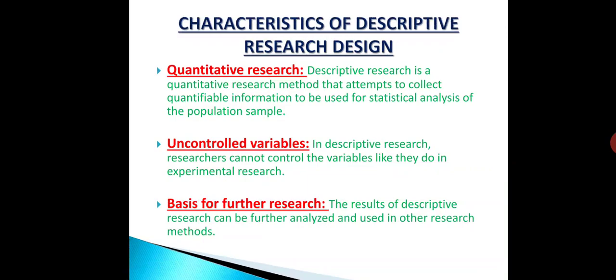Second is uncontrolled variables. In descriptive research, researchers cannot control the variables like they do in experimental research. Unlike experimental research, researchers do not have any kind of control over variables in descriptive research. Third is basis for further research. The results of descriptive research can be further analyzed and used in other research methods. So data collected under descriptive research is by in-depth study and by using the best methods. So its quality of data collection is very reliable and relevant, which helps provide a base for further research in the same field.